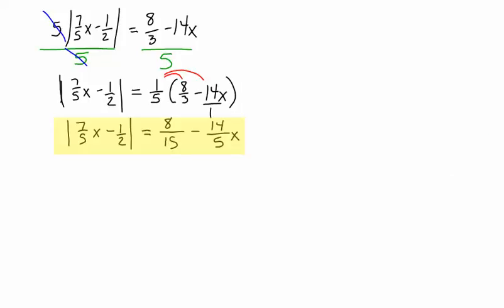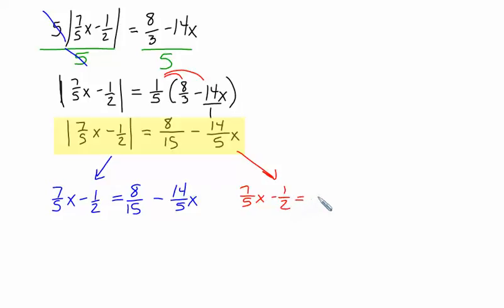Then we can set this up as if we had two separate equations. So this is going to split. On the one hand, we just get rid of the absolute value signs and rewrite the rest of the equation as it is. On the other hand, we get rid of those absolute value symbols, but we take the opposite of the other side of the equation.